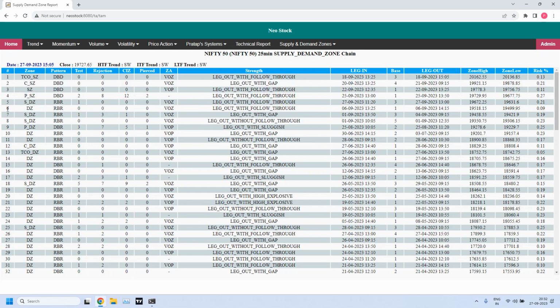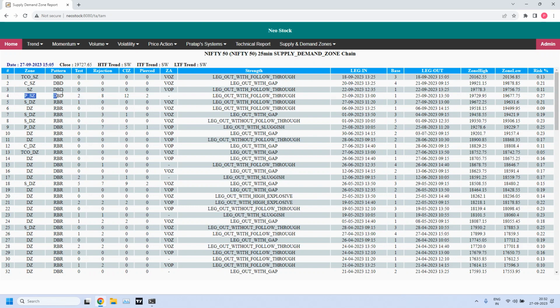So what is the immediate demand and supply zones? Fourth and fifth. Fourth one is the immediate supply zone and fifth one is immediate demand zone. But the point you need to consider, the demand zone is a high liquidity demand zone, that is 25 minutes level high liquidity.